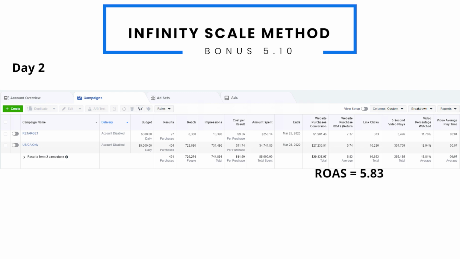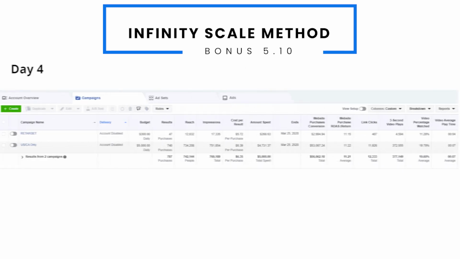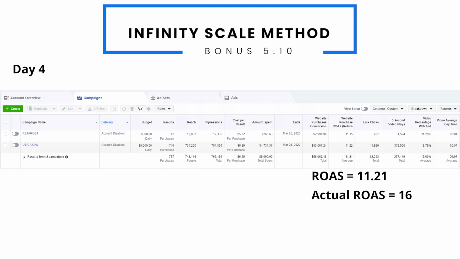The campaign was optimizing without me having to touch anything, and it was interesting to see how the retargeting was performing almost the same as my broad campaign. Now by day 4, we hit a 11.21 ROAS. Now keep in mind this was the ROAS reported by Facebook. On Shopify, the actual ROAS was about a 16.